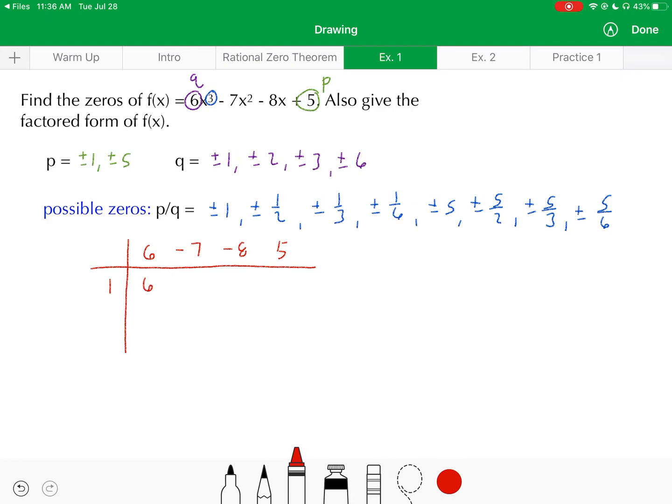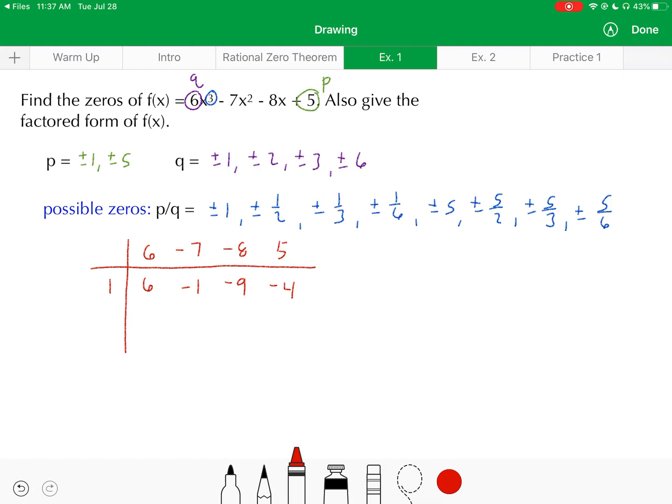I take that number 6, I multiply it by the 1 from the box. Normally we would write that down, but now we're just going to kind of hold it in our head. So 6 times 1 is 6. Add that with the next coefficient of -7, and you get a -1. Now the process starts over. Take -1 times 1, which is -1, add it with -8, get -9. -9 times 1 is -9. Add that with 5, you end up with a -4.